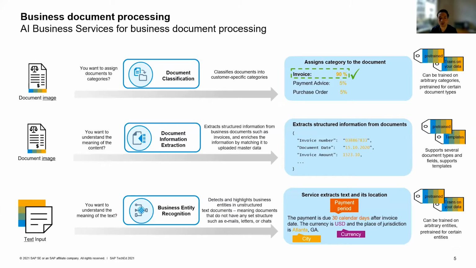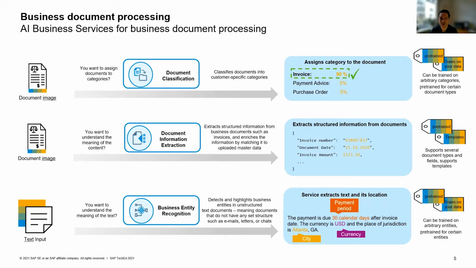So now let's have a look at the portfolio of AI business services related to business document processing that are provided on SAP Business Technology Platform. The first one is document classification. It classifies documents into customer-specific categories. It takes a document image as an input and assigns a corresponding class to it.